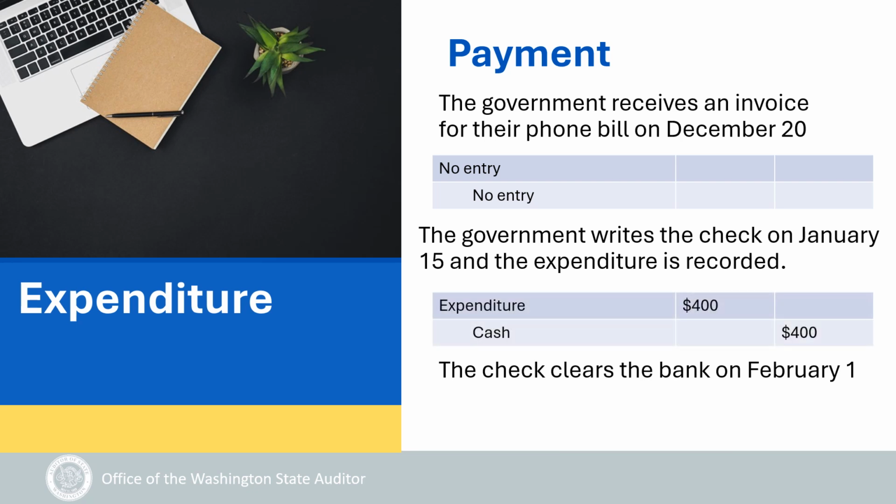You'll see that the bill was for $400, and so there's a debit and credit recorded against each, the expenditure and the cash being used to pay the bill. As we know, checks don't automatically withdraw the funds from an account, so we note that the check is cleared on February 1st. For this activity, there is no journal entry.